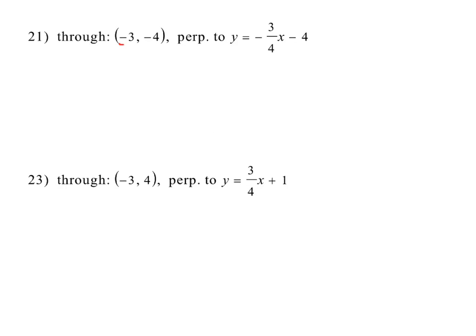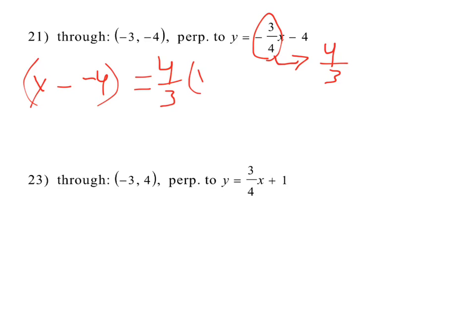So we need to go through this point, and it needs to be perpendicular. So I'm going to take this slope, turn it upside down, change the sign. It's going to be 4/3. Now I'm going to do y minus the y value, negative 4. Right side, we're going to have 4/3. And then we'll have x minus negative 3.